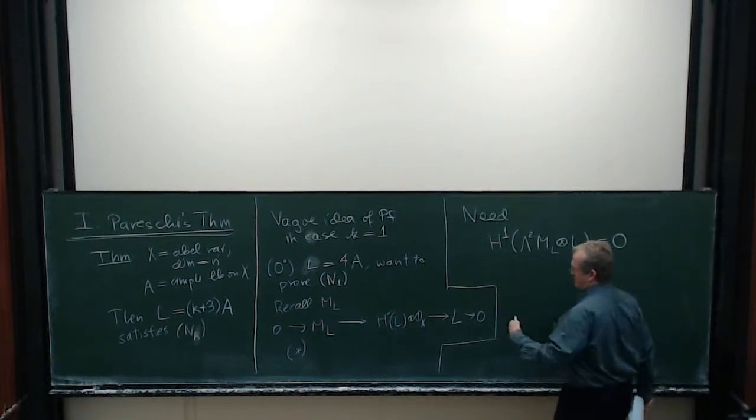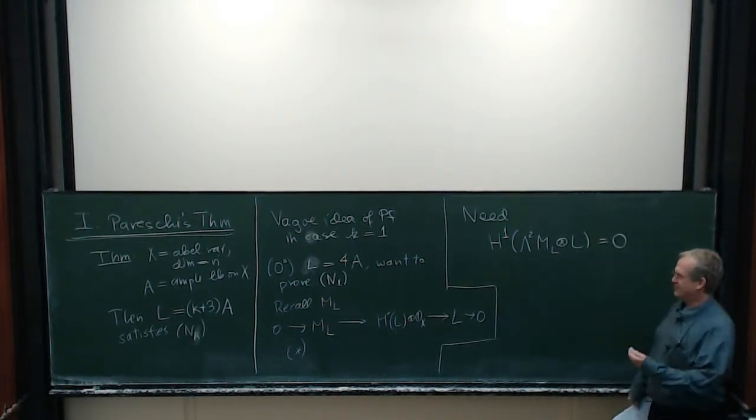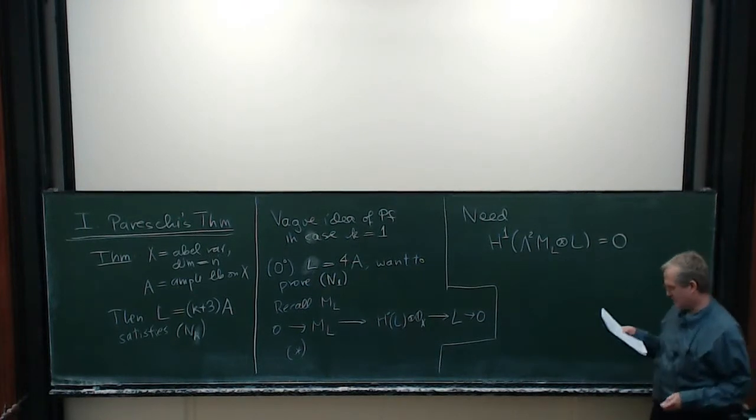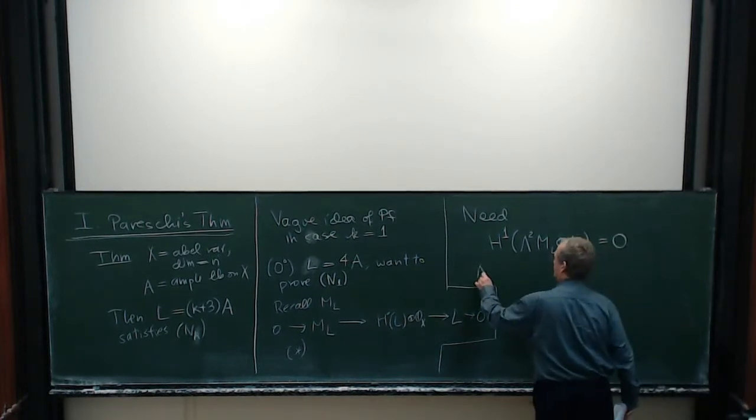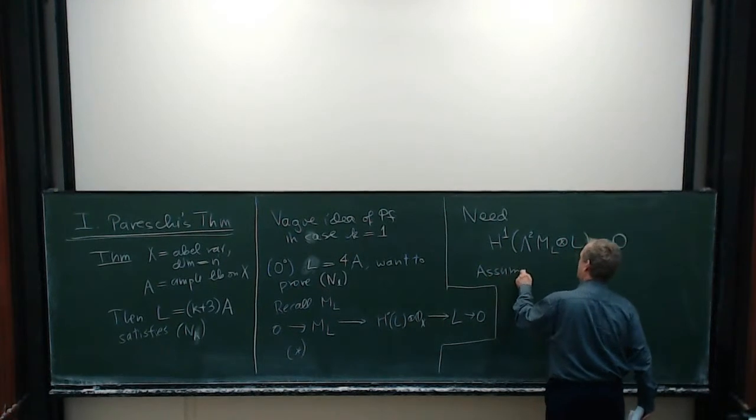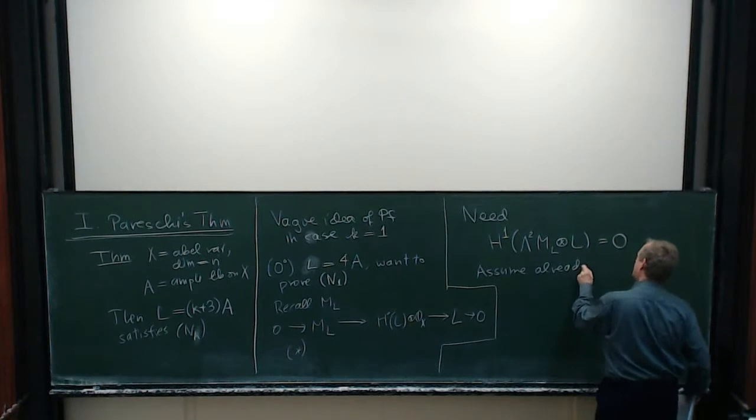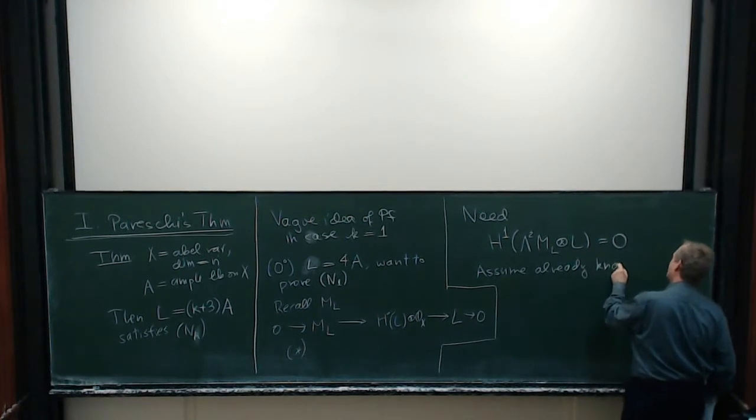Okay, and what we mean is, the proof is going to involve an induction on K. So we can assume that we already understand anything we want about N sub 0. So in particular, we'll assume we already know that this N sub 0 is okay.